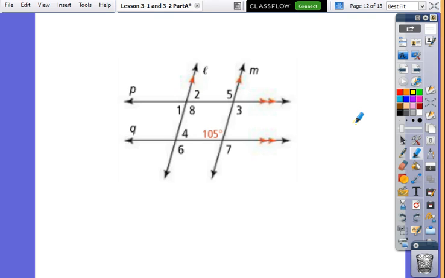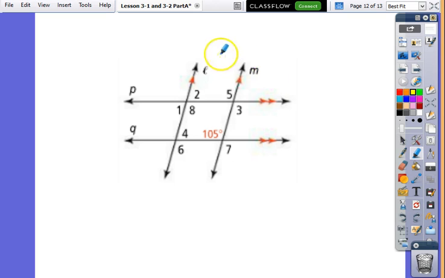So here's what I'm saying. If you have a situation where you've got parallel lines cut by a transversal, then you should be able to find the measure of every single other angle. Now in this particular picture, I've only got 8 angles labeled, but there are actually 16 angles in this picture. I could find the value of all 16 if I wanted to.